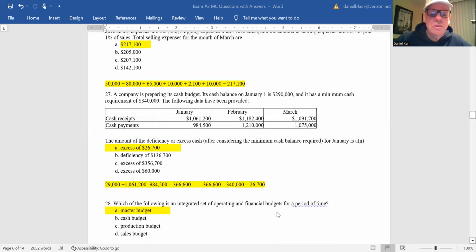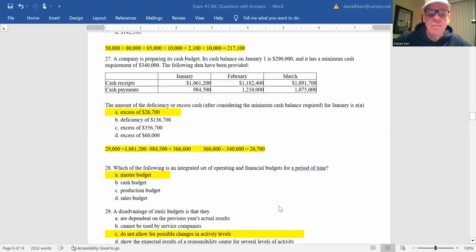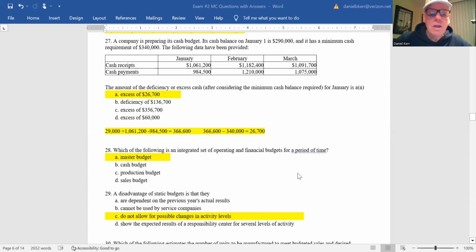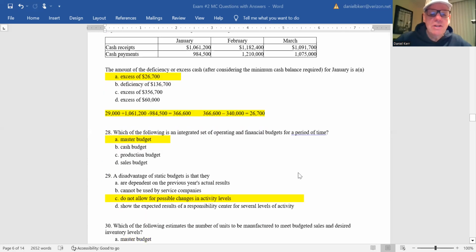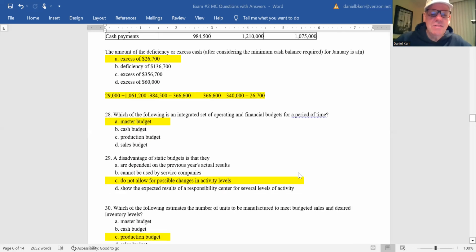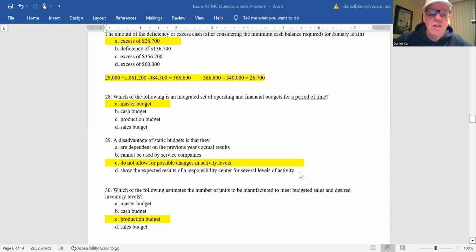28, which of the following is an integrated set of operating and financial budgets for a period of time? We call that the master budget. Disadvantage of a static budget, well, it doesn't allow for possible changes in activity levels, so the answer there is C. Which of the following estimates the number of units to be manufactured to meet budgeted sales and desired inventory level? That's by definition a production budget.